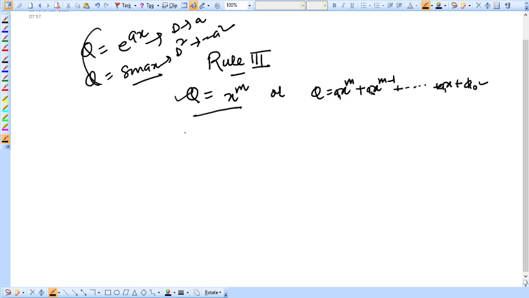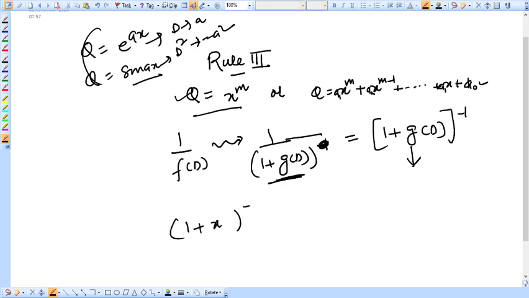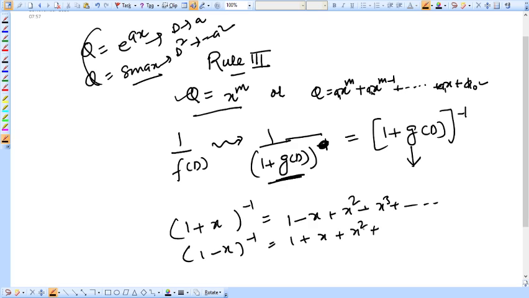Firstly, we change 1 by f(D) into this form, 1 plus g(D). We are going to take something common from here and we want this form, so that we can write it as 1 plus g(D) inverse. Then we will be applying the binomial theorem on this. We know (1 plus x) to the power minus 1 is equal to 1 minus x plus x square minus x cube, up to so on, or (1 minus x) to the power minus 1 is equal to 1 plus x plus x square plus x cube, up to so on.